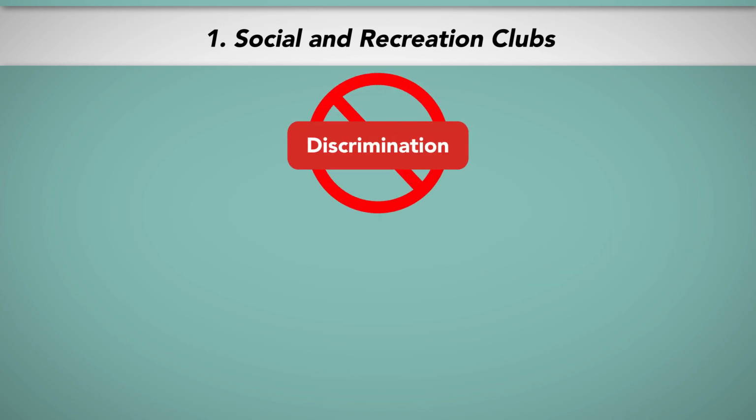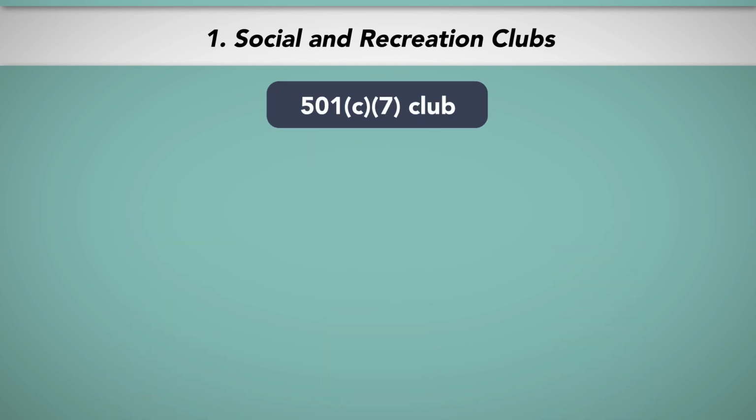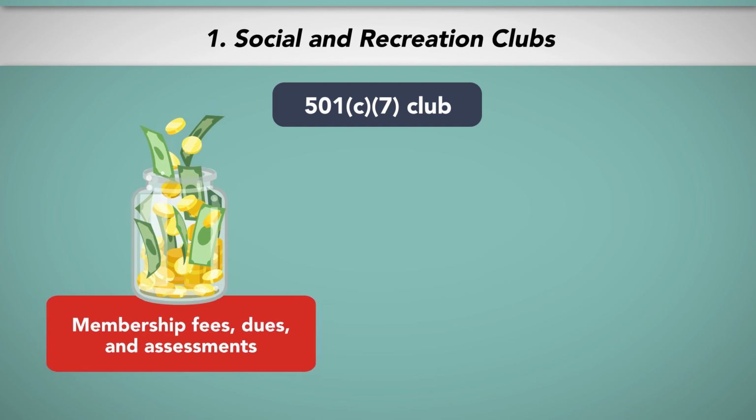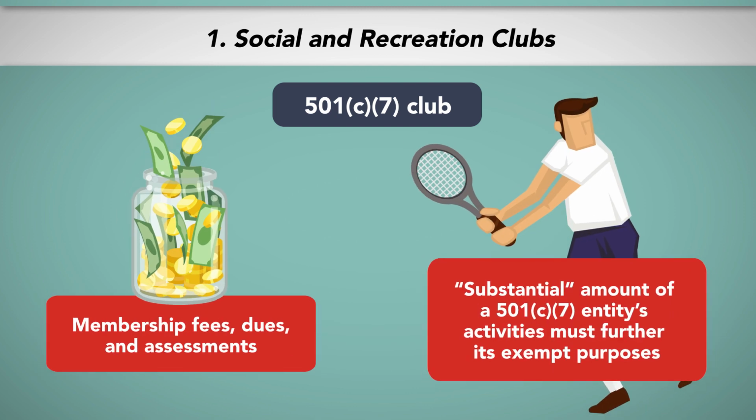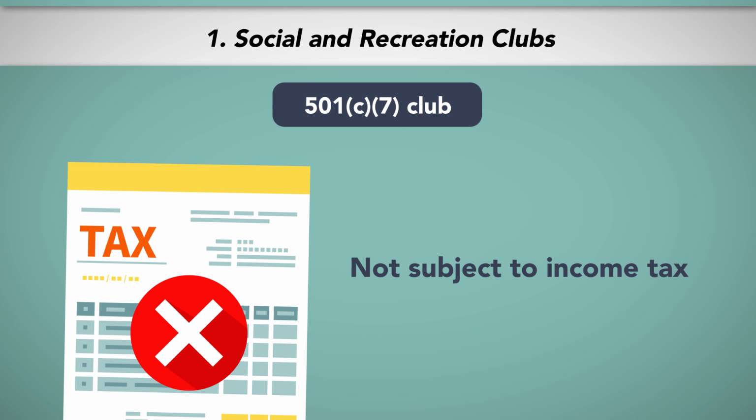In addition, the club's governing instrument may not contain a provision that discriminates on the basis of race, color, or religion. The majority of a 501c7 club's money must come from membership fees, dues, and assessments, and a substantial amount of a 501c7 entity's activities must further its exempt purposes. Such income is not subject to income tax.